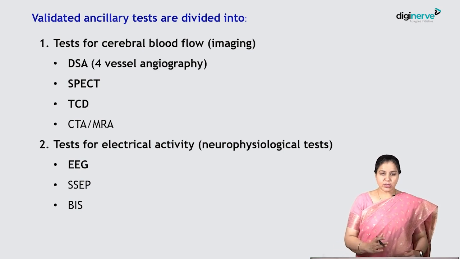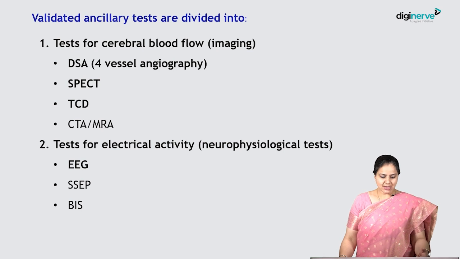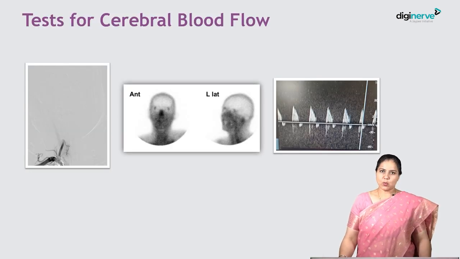Before that, I would like to reiterate that the ancillary tests which are validated actually are just 4. These are the 4-vessel angiography, SPECT and TCD in the tests for cerebral blood flow imaging, and EEG in the tests for electrical activity. So let us go on to these one by one. First of all, discussing the tests for cerebral blood flow.